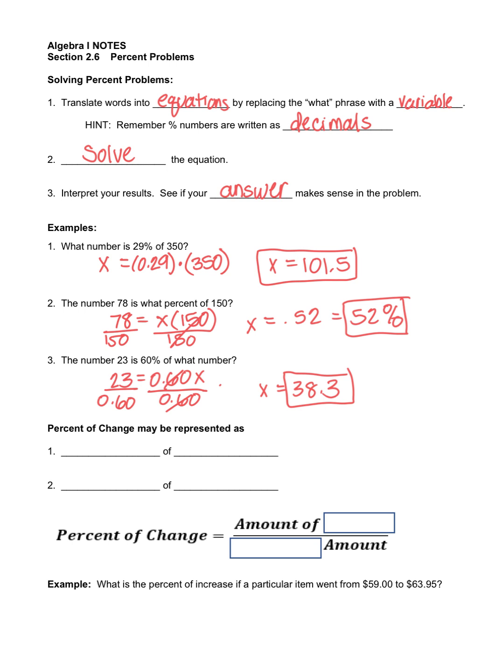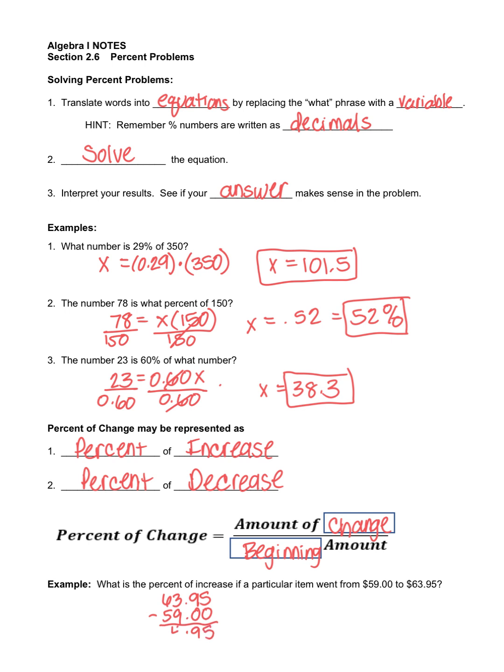That is the number. Percent of change may be represented as percent of increase and percent of decrease. So percent of change is equal to the amount of change divided by the beginning amount. So for example, what is the percent of increase if a particular item went from $59 to $63.95? Well, first we have to find the change that happened. So $63.95 minus $59. And if we do the math here, we end up with $4.95.